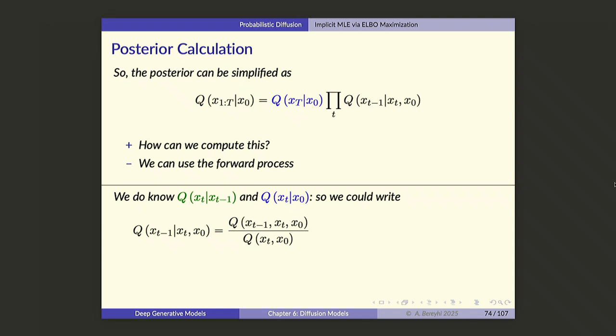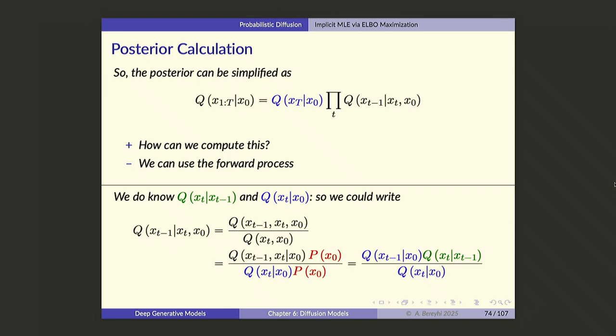So you just open up the definition. You would say this is going to be the distribution at time t minus 1, time t, and time 0, divided by time t and time 0. And then we're going to again use the chain rule, right? So I'm going to open this guy, conditioned on x0, and then I multiply by the data distribution. I can simplify the red terms, and then only these two guys remain. Again, I use the Markov chain property, and then I write it down in this form. This is the guy that we can compute, right?